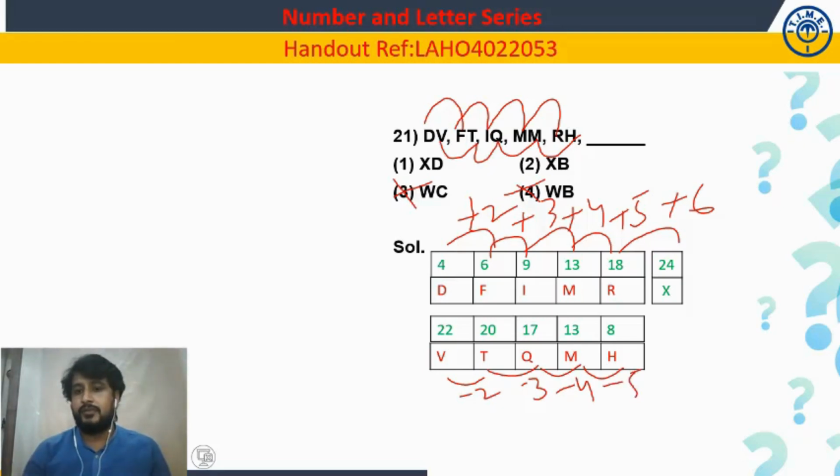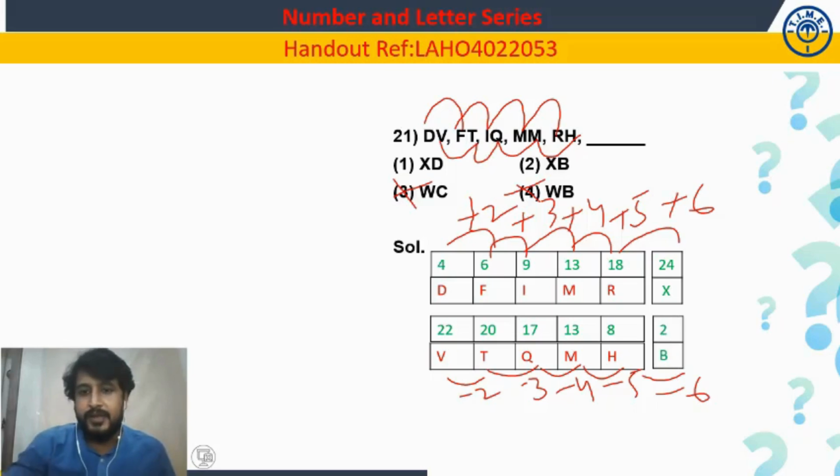Minus 2, minus 3, minus 4, minus 5. So what will be next? Minus 6. 8 minus 6, 2. Which letter's place value is 2? B. So my answer should be XB. XB is which option? Second option. Choice 2. And the logic is: for the first set of letters plus 2 plus 3 plus 4 plus 5 plus 6. For the second set of letters minus 2 minus 3 minus 4 minus 5 minus 6. And the answer is XB. Choice 2.